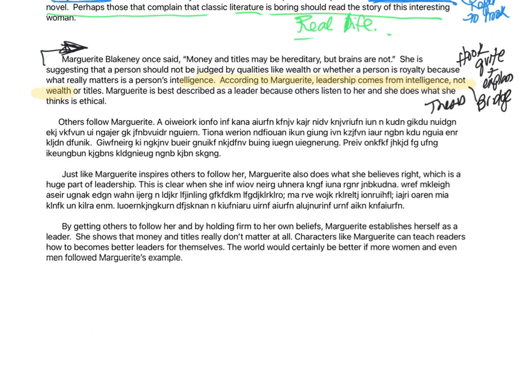Okay, we start by going back to that thesis and having those traits in the same order. By getting others to follow her, that's my first body paragraph. And holding firm to her own beliefs, that's the second body paragraph. Marguerite establishes herself as a leader, that's my main trait in the thesis. So that's a reference back to the thesis. I should now have a connection to the hook. She shows that money and titles don't really matter at all. Those are taken right straight out of the quote. So we have that opening hook being referenced back to.